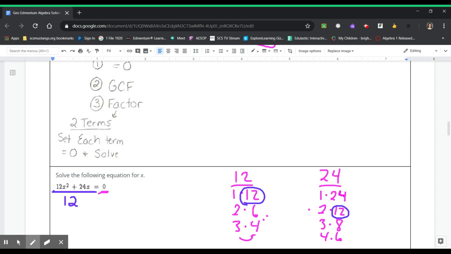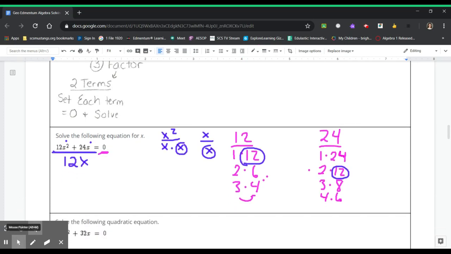Now I need to think about my variables. If I'm looking at my x squared, it's made up of x times x. And if I look at just my x, it's made up of an x. So between those two, they both have an x in common. So my greatest common factor for those terms is going to be x.